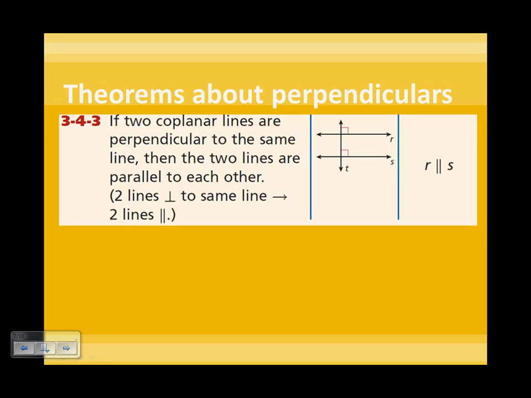And then the last theorem about perpendicular lines says, if two coplanar lines are perpendicular to the same line, then the two lines are parallel to each other. So this is similar to the other, but they're not telling us that these lines are parallel. We just have two lines, and the transversal is perpendicular to both of them. Therefore, it's safe to conclude that those two lines are parallel. Two lines perpendicular to the same line implies two lines are parallel. That's the shorthand way of writing it right here.